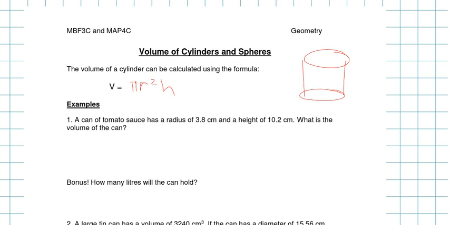So in this case, my base is a circle, right? So I'm finding the area of the circle, which is pi r squared, and then multiplying by the height. That gives me the volume of the cylinder. Okay? So you need your radius and your height to be able to find that.